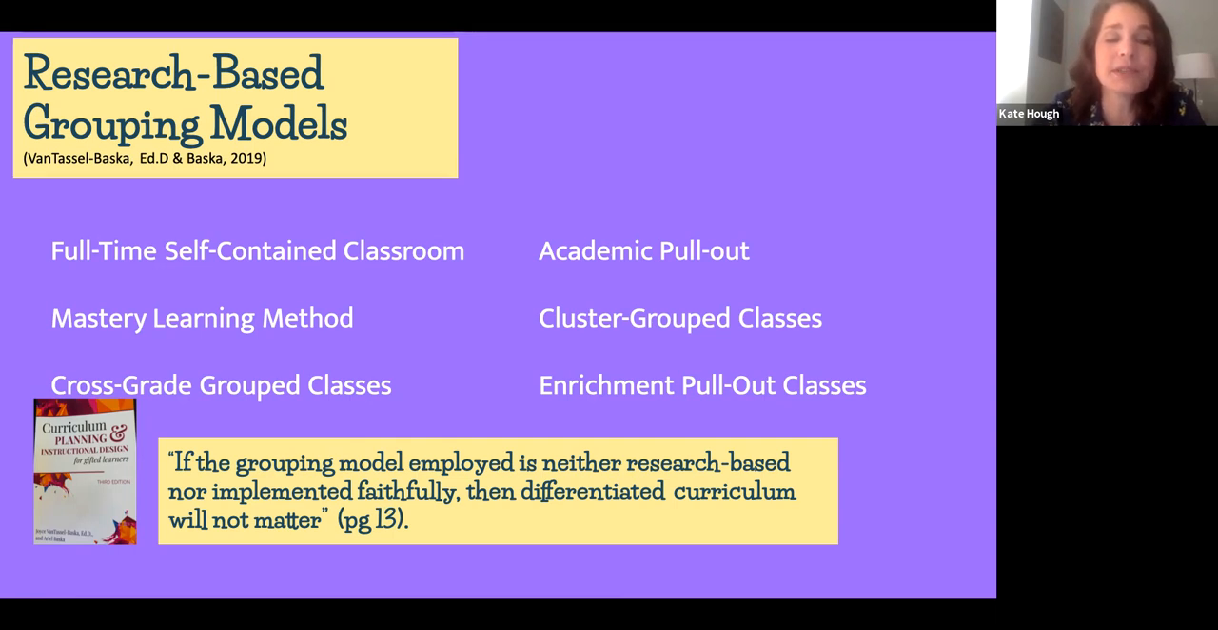I think it was important to note that if your grouping model isn't really based in research, or you're implementing it, but you really haven't followed the instructions on how to cluster group, then your differentiated curriculum that you're planning is not as effective. So these are models that will help to support the differentiated lessons that you're planning.